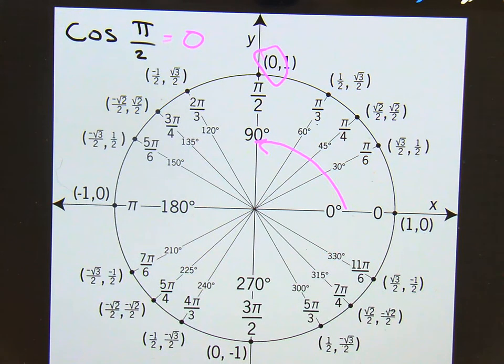Alright, so that's how you can evaluate these and be able to solve any worksheet that you got. Alright, I hope this helped.